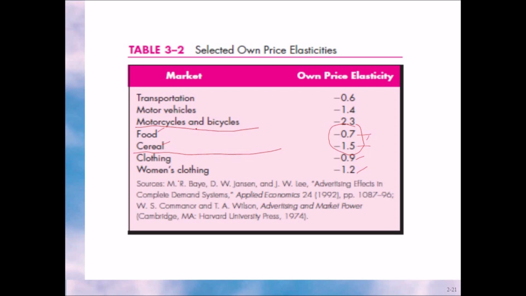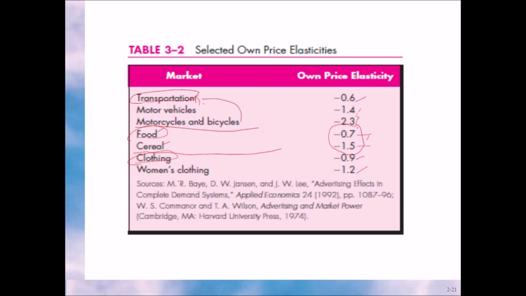Transportation, motor vehicles, and motorcycle and bicycle. Transportation is the least elastic. Motor vehicles and bicycles are more elastic, because it is more than one. So if you look, what's the similarity here? Why is the value of elasticity like this? Transportation, food, clothing is what we call product category. But motor vehicles is under this one, a type of transportation.